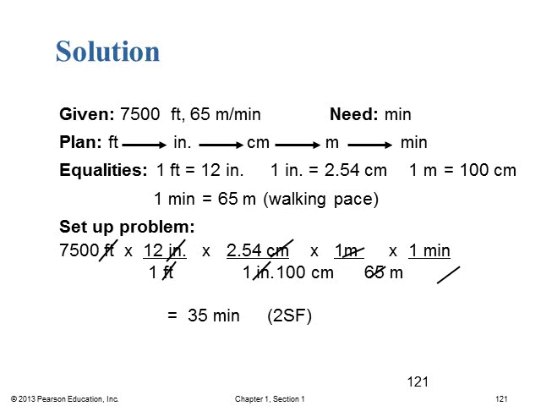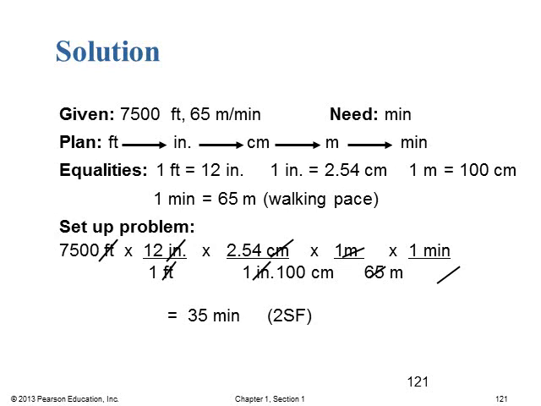So you're going to go from feet to inches, which is a standard US conversion, 1 foot per 12 inches, then inches to centimeters, so 1 inch per 2.54 centimeters. Then you go from 1 meter to 100 centimeters, which is an exact conversion. And then we were given the pace of, in 1 minute, we walk 65 meters. And we can use 1 over 65 or 65 over 1, doesn't matter.